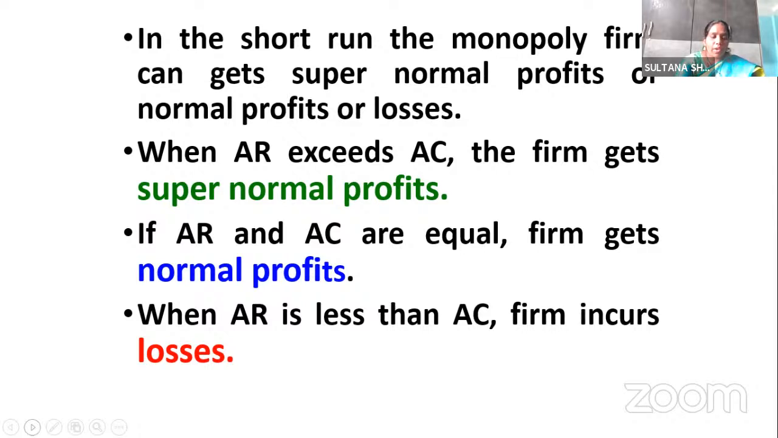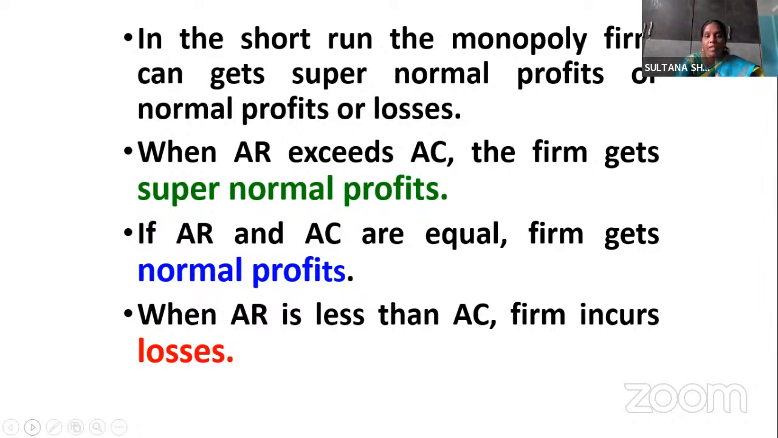In the short run, the monopoly firm can get supernormal profits, normal profits or losses. When we are observing the short-term analysis, the firm can earn profits, normal profits or losses based on the demand for that product. We can't say exactly that in the short run the firm will get profits, or losses, or normal profits.